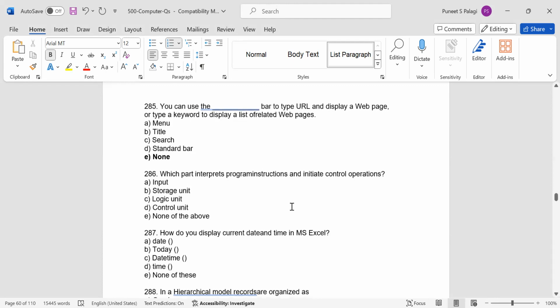Which part interprets program instructions and initiates control operations? It is the control unit.